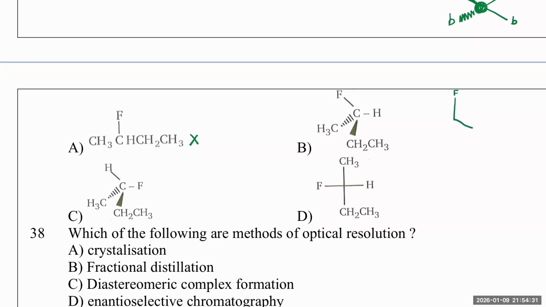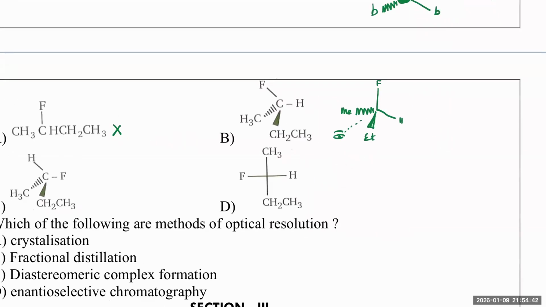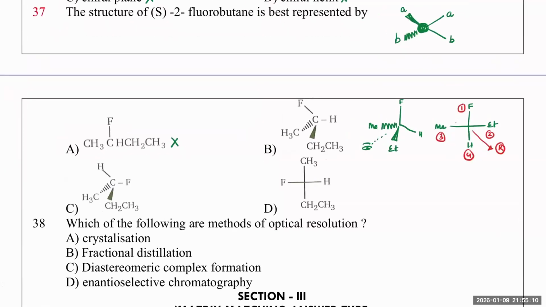So fluorine, hydrogen, methyl is going in, ethyl is coming out, everybody. So you have to watch the molecule from this angle so that you can write the Fischer projection this way. Fluorine, hydrogen, ethyl will be on the right, methyl will be on the left. Now put the CIP rules 1, 2, 3 and 4. So how is 1, 2, 3 going? 1, 2, 3 going clockwise with least priority on the vertical line, which makes it R. But we need S. So this is not correct.